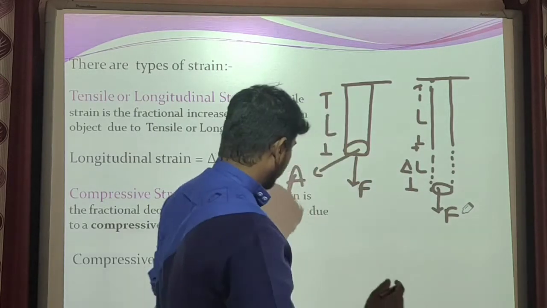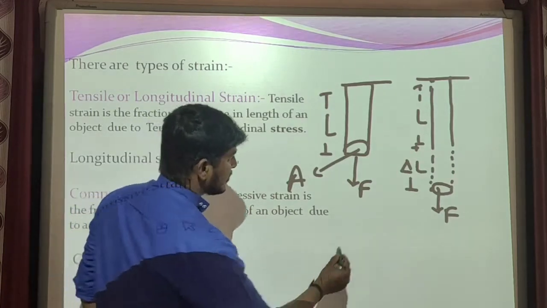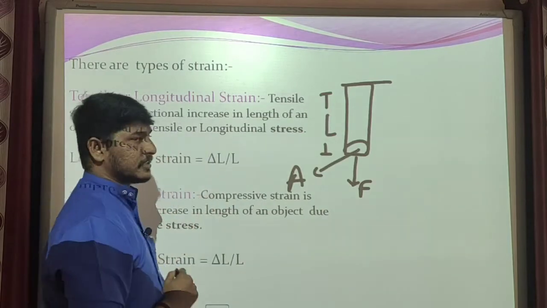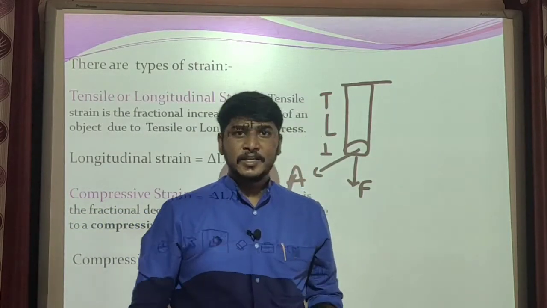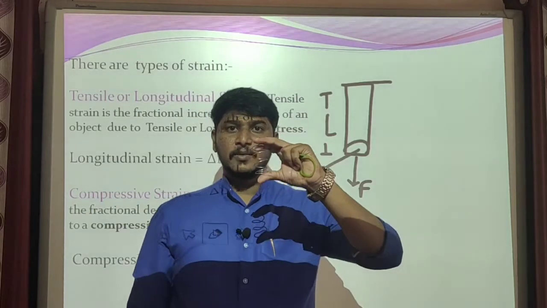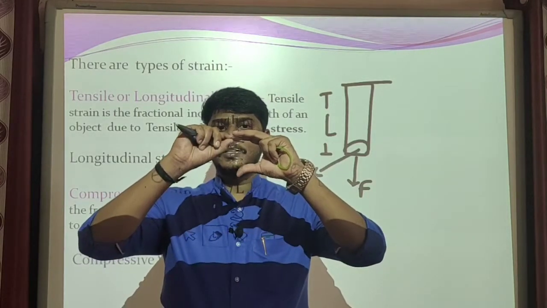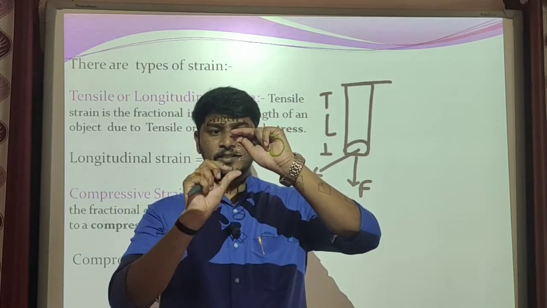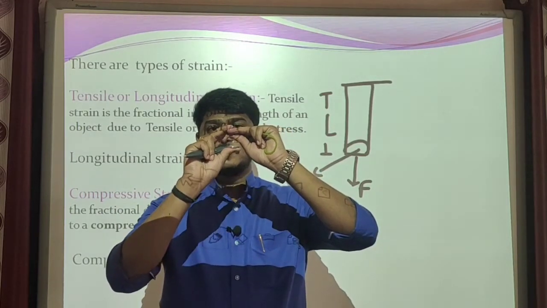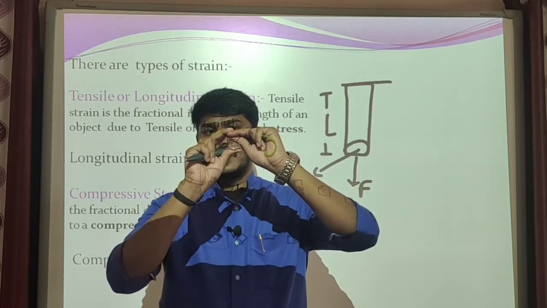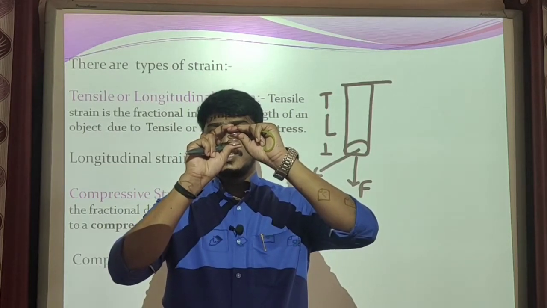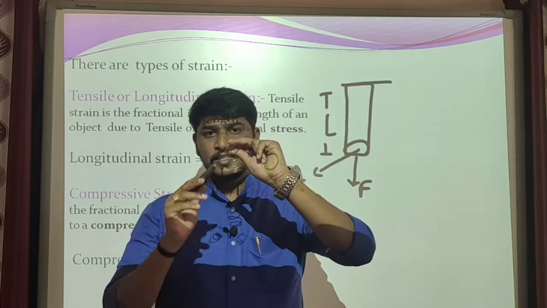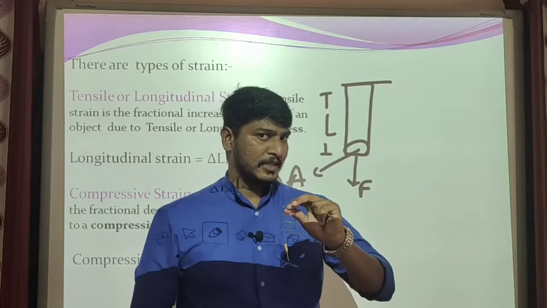Okay, now let us see the second type, that is compressive strain. Here also it is the same. In this case, we take a spring as an example. I am going to take a spring and its one end is fixed. Then I am going to apply force in the upward direction. After applying force, this body undergoes deformation, and here we can see that there is a change in length, that is, a decrease in length. Okay, let us see the same situation diagrammatically.